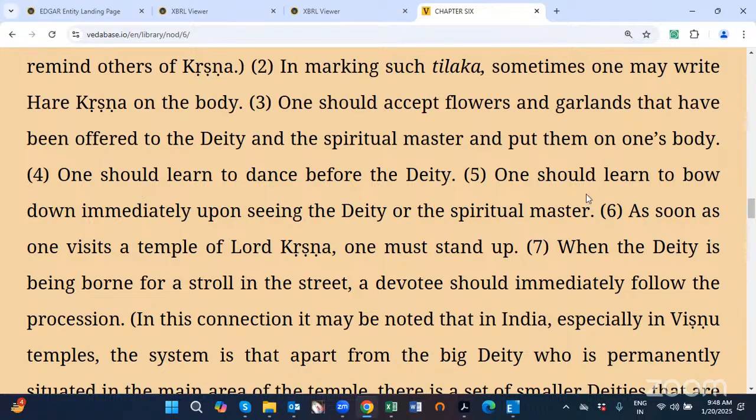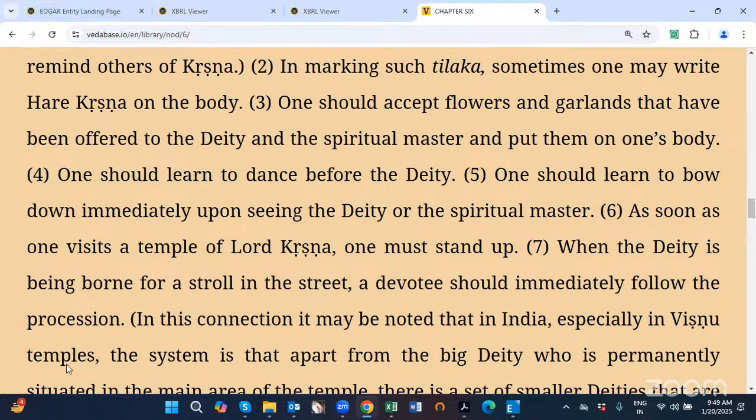One should learn how to bow down immediately upon seeing the deity or the spiritual master. 6. As soon as one visits a temple of Lord Krishna, one must stand up. 7. When the deity is being taken for a stroll in the street, a devotee should immediately follow the procession.